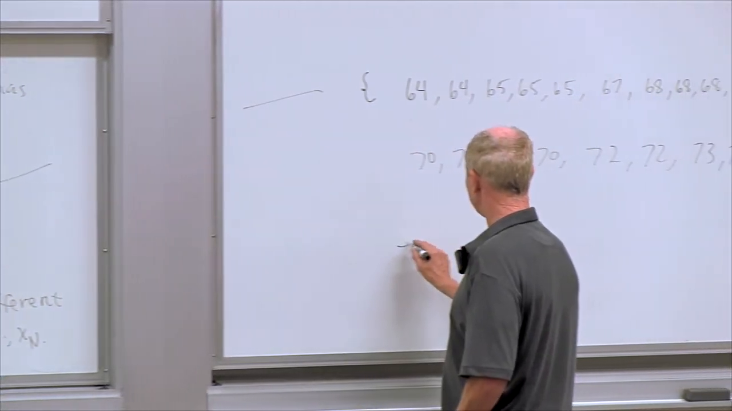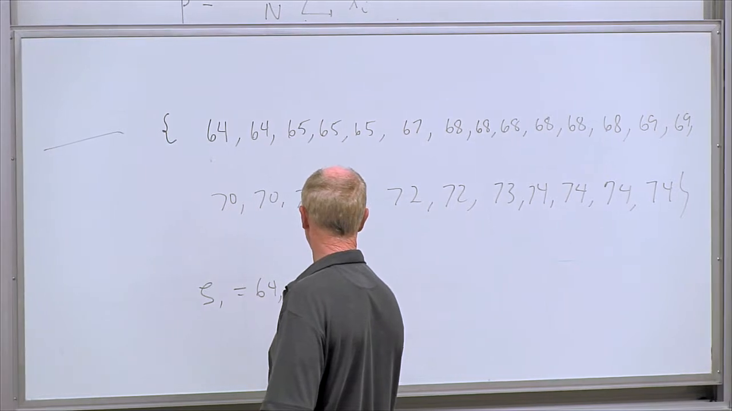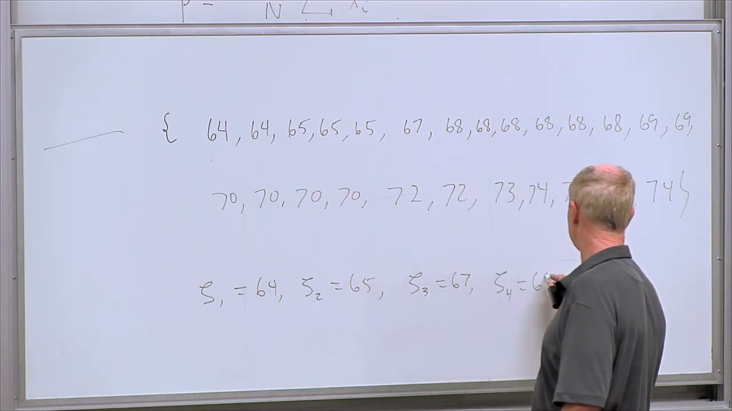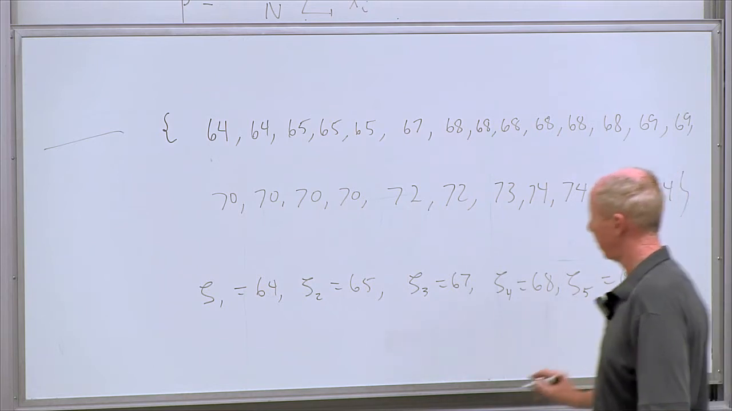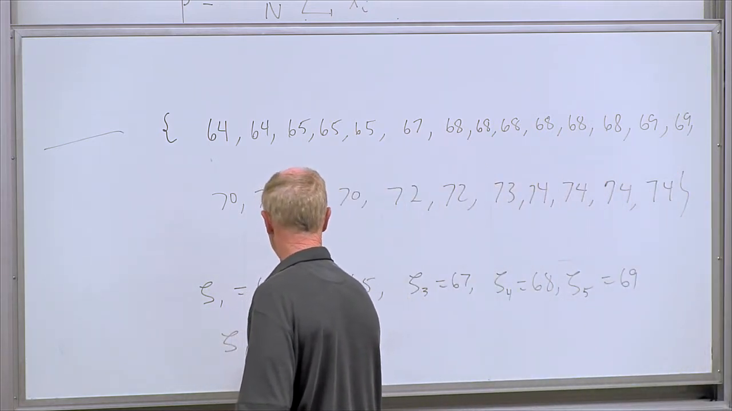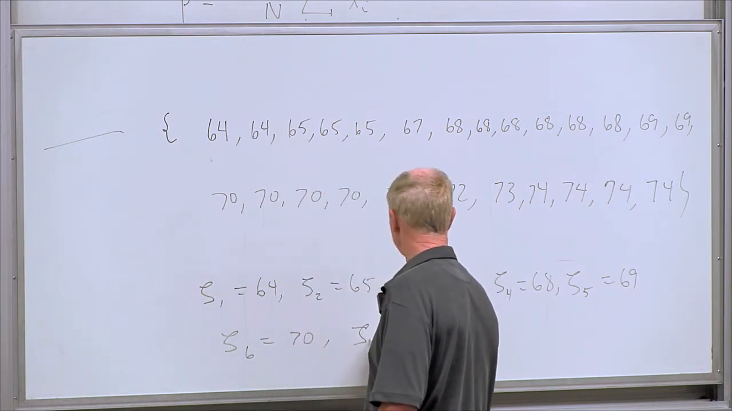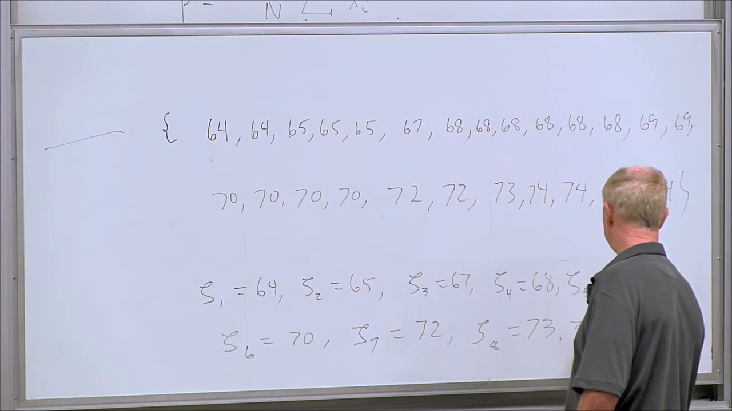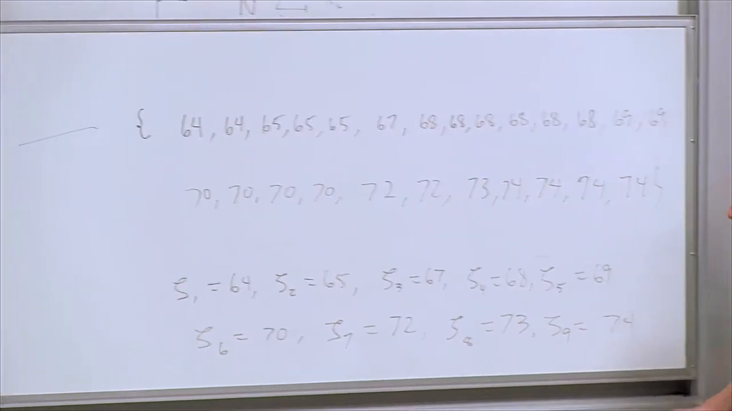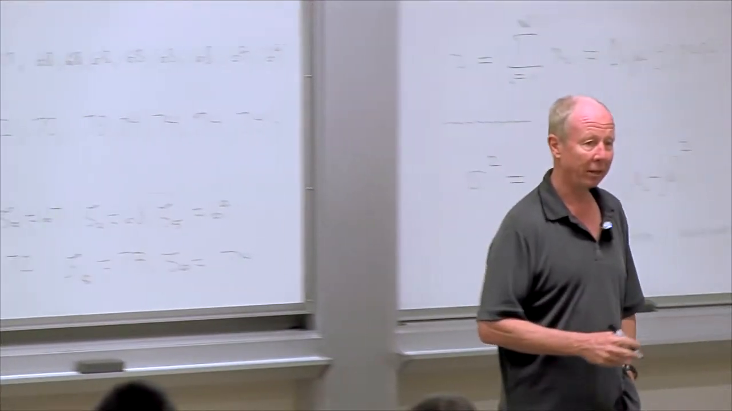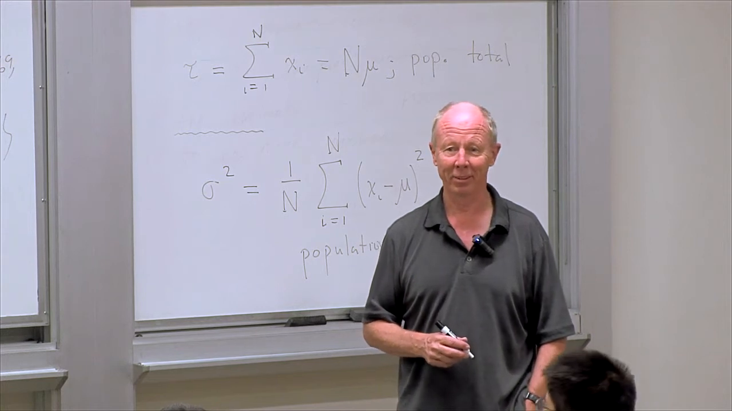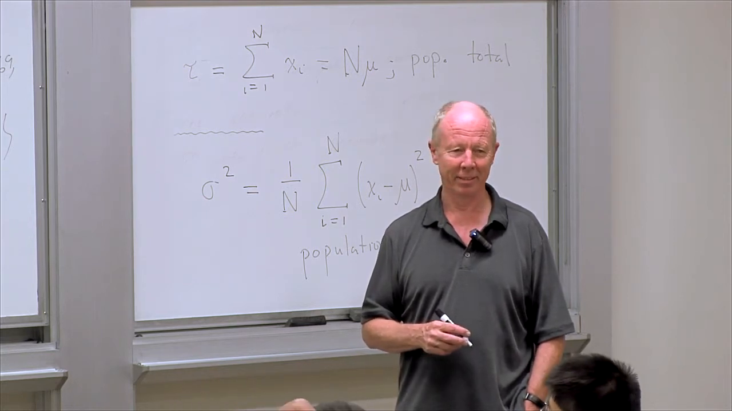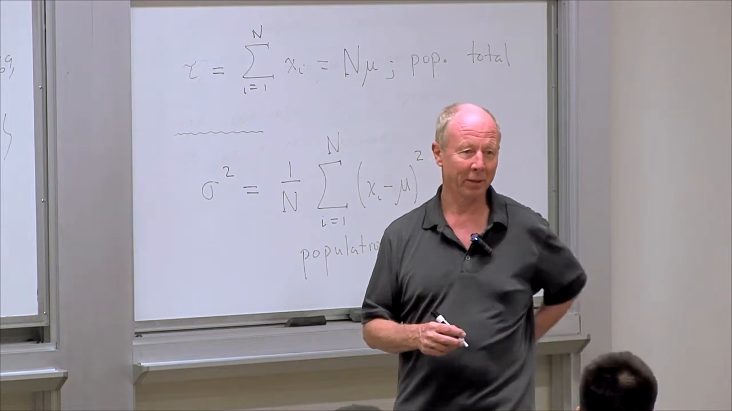Yeah, the different values. So we say c1 is 64, c2 is 65, c3 is 67, c4 is 68, c5 is 69, c6 is 70, c7 is 72, c8 is 73, c9 is 74. So last time I said these Greek letters, people were wondering, what is that? That's a Greek letter. I don't think that's the one corresponding to S. I think the one corresponding to S is sigma. I'm not sure what this one corresponds to. But that's the Greek letter c.